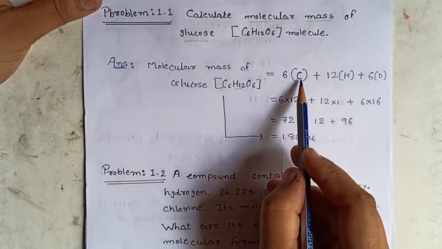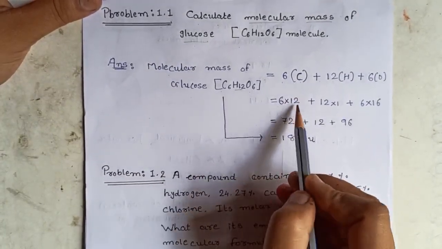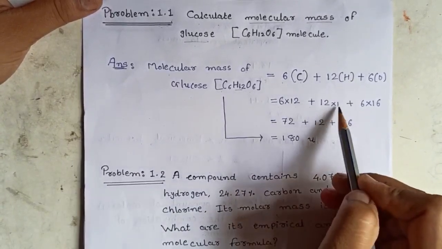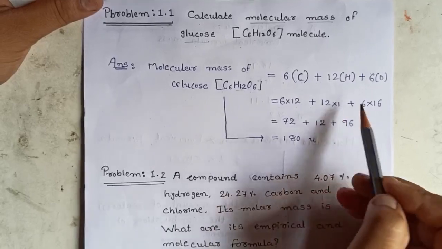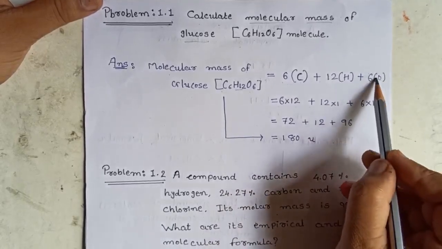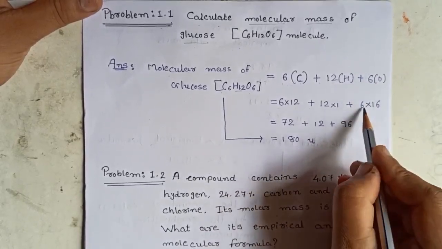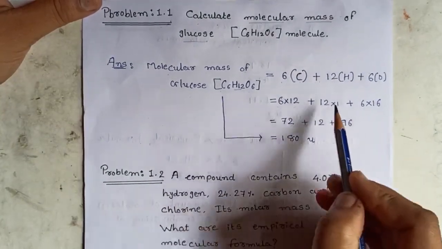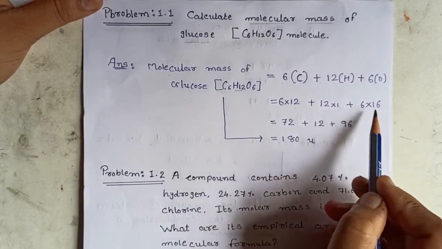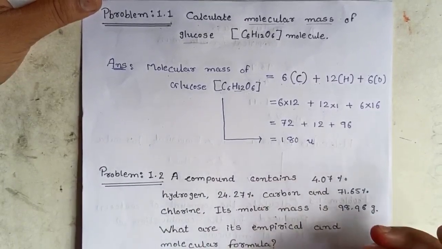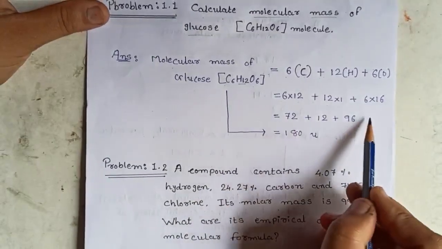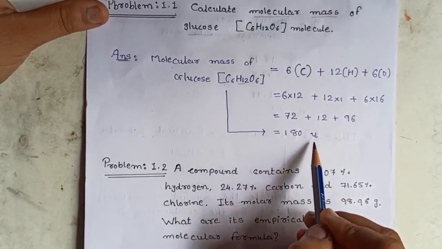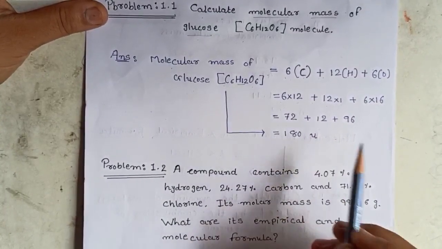The mass of one carbon is 12, so 6 into 12, plus atomic mass of hydrogen is 1, so 12 into 1, plus atomic mass of one oxygen is 16, so 6 into 16, right? So 12 sixes are 72, 12 ones are 12, and 16 sixes are 96, right? If you add all terms, you will get 180 atomic mass unit, right?